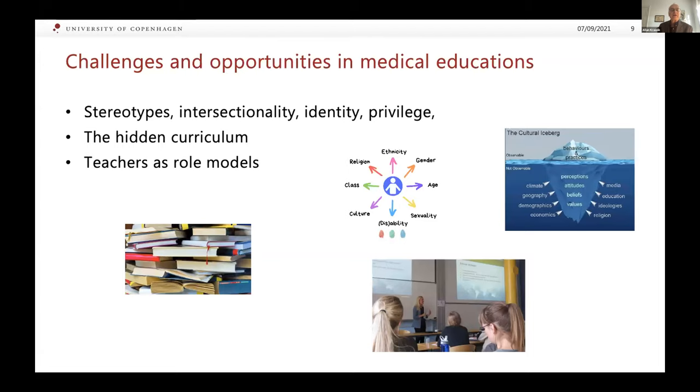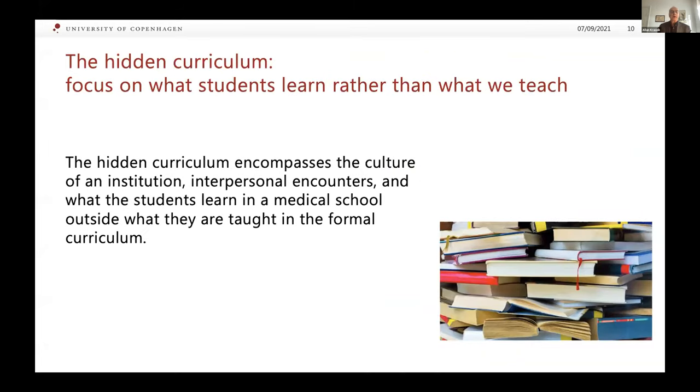There are a lot of challenges and opportunities in medical education in order to promote this kind of competences. And we heard already explanations about stereotypes, about intersectionality, about identity, and about privilege, but also the issues of the hidden curriculum and teachers as role models should be taken into account. The hidden curriculum means that we should focus on what students learn rather than what we teach. So the hidden curriculum actually encompasses the culture of an institution, the interpersonal encounters, and what the students learn in a medical school outside what they are taught in the formal curriculum.